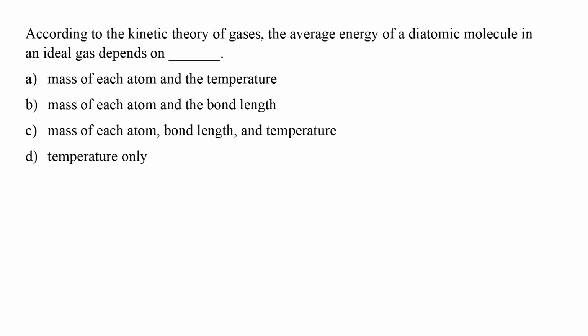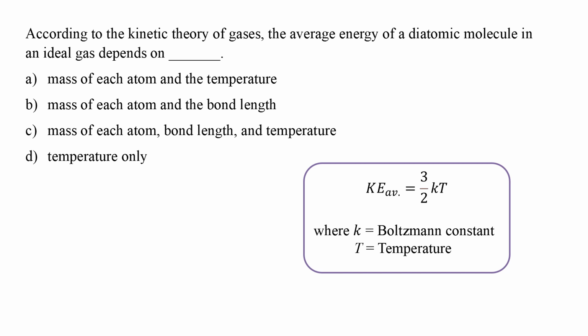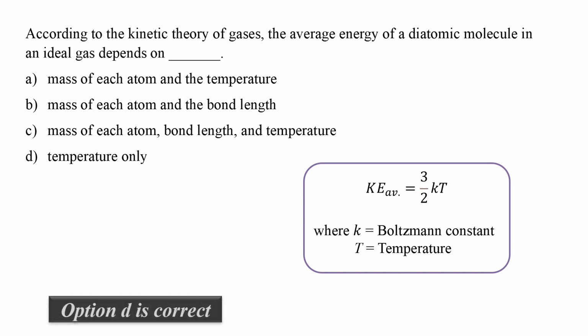The next question says, according to the kinetic theory of gases, the average energy of a diatomic molecule in an ideal gas depends on. Now, the formula for average kinetic energy is 3/2 kT, where k is the Boltzmann constant and T is the temperature. Now k is a constant, right? So it is only the temperature on which the kinetic energy will depend. So option D is the correct answer.